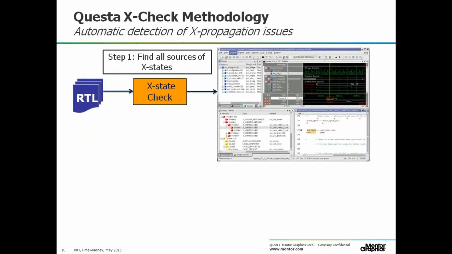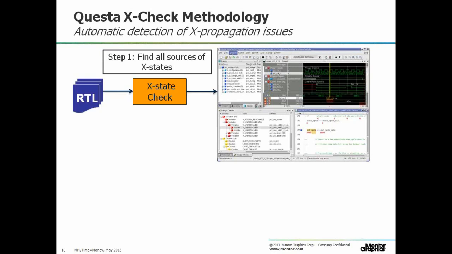X checking. You almost certainly have X's in your design. Unreset registers are a very typical X source, but there may be other things that you're not aware of. So there are several steps to X verification using formal. The first is to understand where your X's are. So you can analyze the RTL with formal techniques and call out all the X sources.